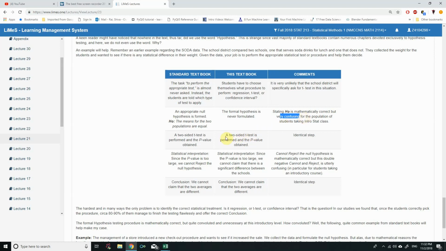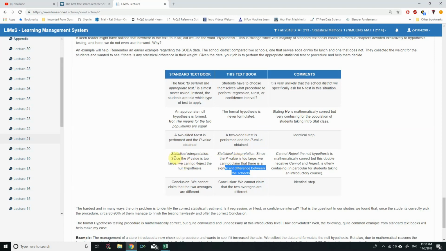Okay, so our two-sided t-test is performed. Okay, and the p-value is obtained. Both do the same thing. Okay, now statistical interpretation. Since the p-value is too large, we cannot claim that there is a significant difference between the average weights of the schools. That was what we found out.